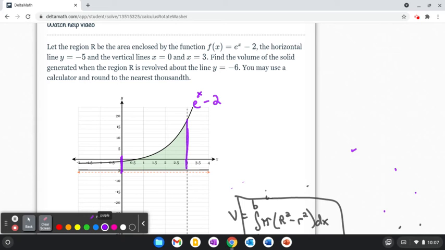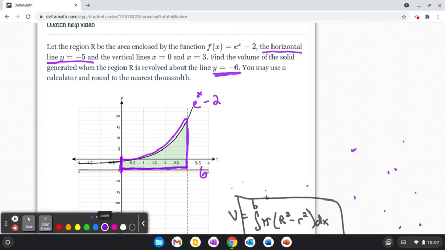And we're also closed in here by the horizontal line. So this is kind of the additional thing. We're closed in by a horizontal line, y equals -5. So that becomes our area here, right? And then we've got a little gap because we got a gap of 1 to get to our axis of revolution. Okay, that's what we're revolving it around here.